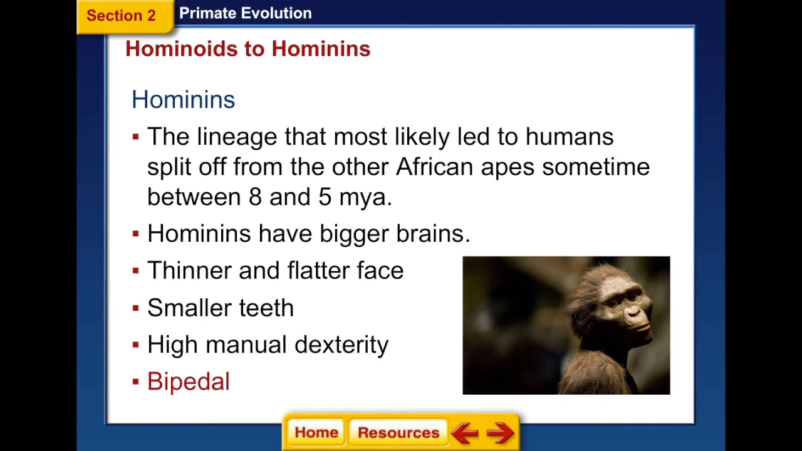We said that hominins have bigger brains, or had at least bigger brains, thinner and flatter faces, smaller teeth, high manual dexterity. Therefore, they were better at perhaps building and using tools. And they were bipedal. Again, bipedal means that they could walk on two legs.